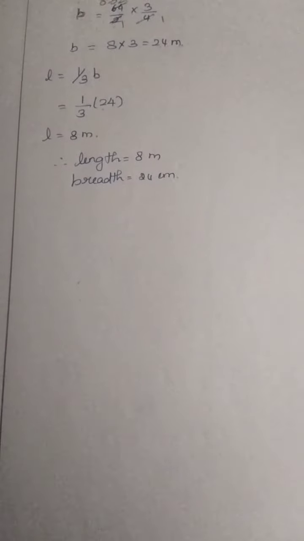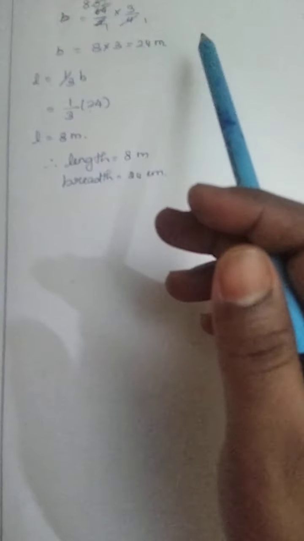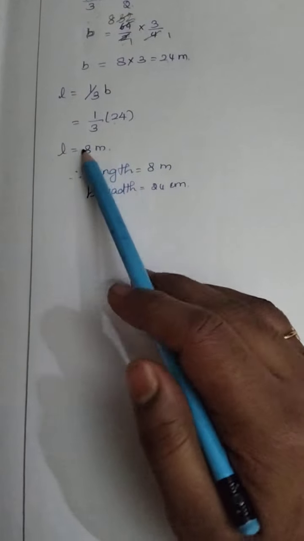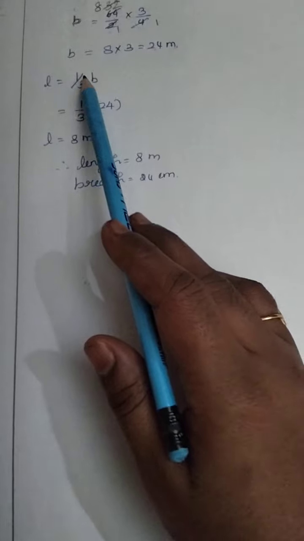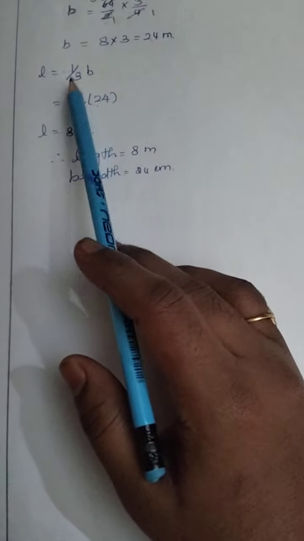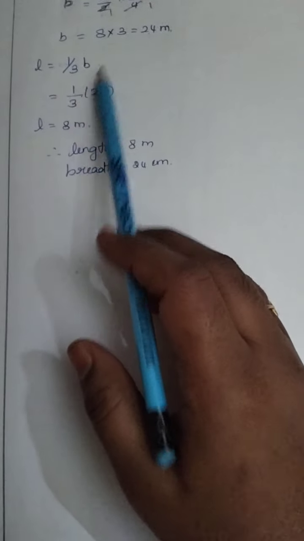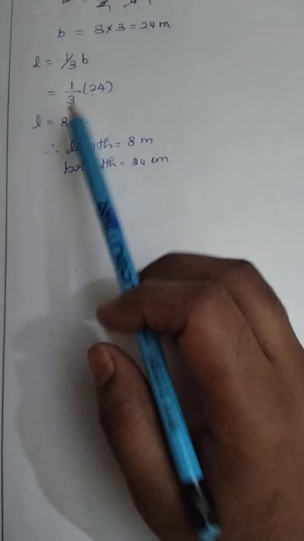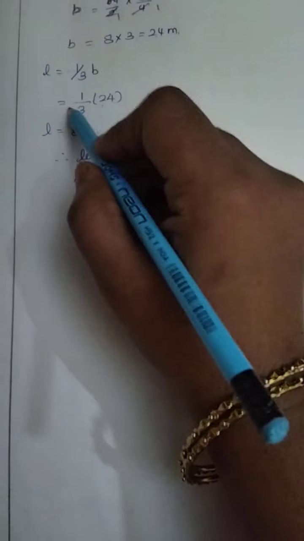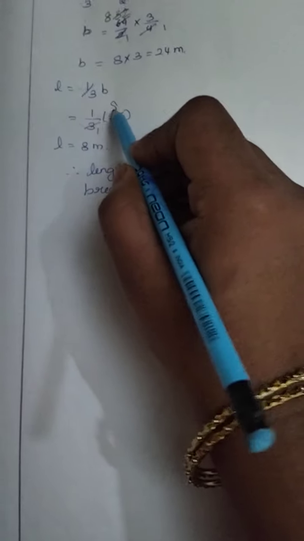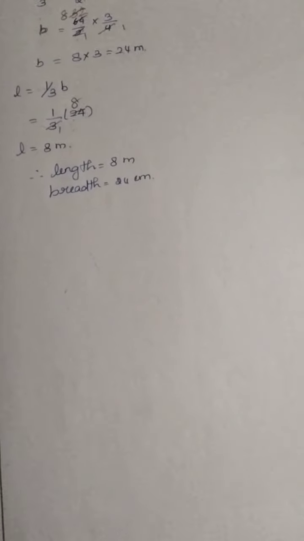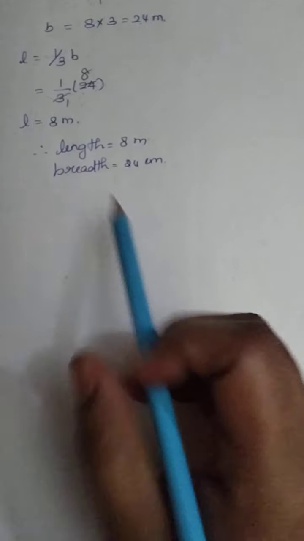After that, we have to calculate the length also, right? We have to calculate the length. So you have to write the number. 1 by 3rd of the breadth is already written. So what is the breadth? 24 is the breadth. 1 3s are 3, 8 3s are 24. So you have to calculate like this. Length is equal to 8 meter.